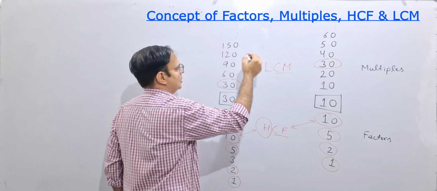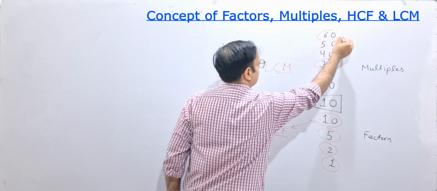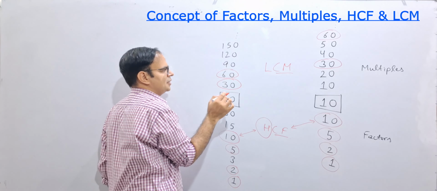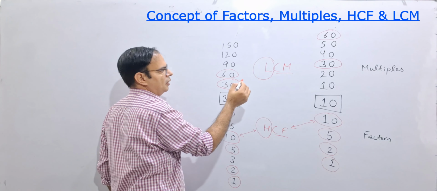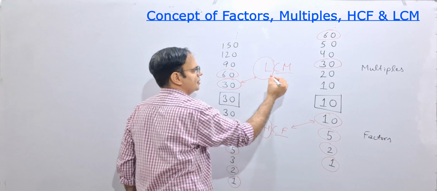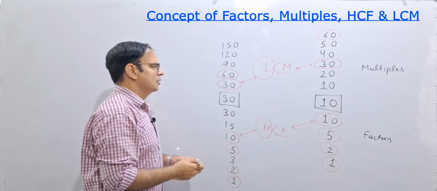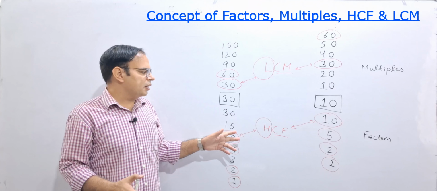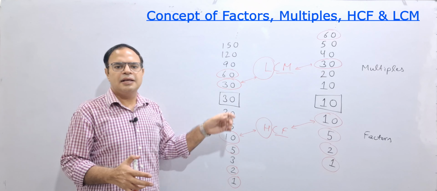Then after 30 there is 60 here, and there also 30, 60 are present. These are the common multiples. But we need to find the lowest common multiple. Which is the lowest? Lowest is 30. So 30 is our LCM. In this way, we have understood the concept of factors, multiples, HCF and LCM.